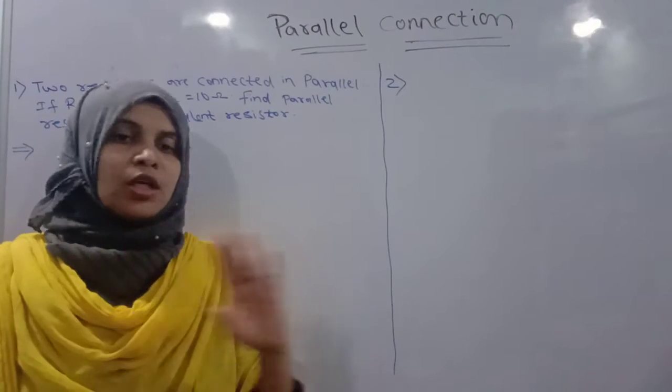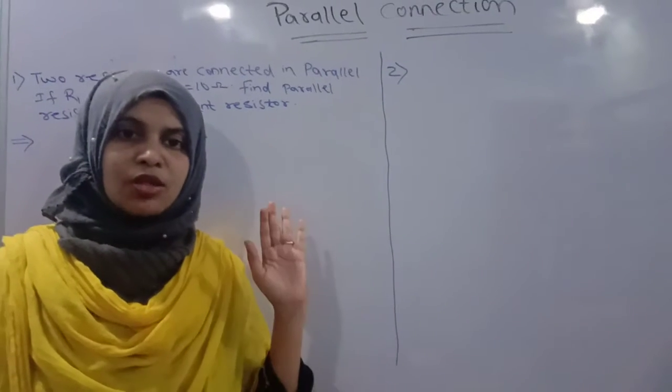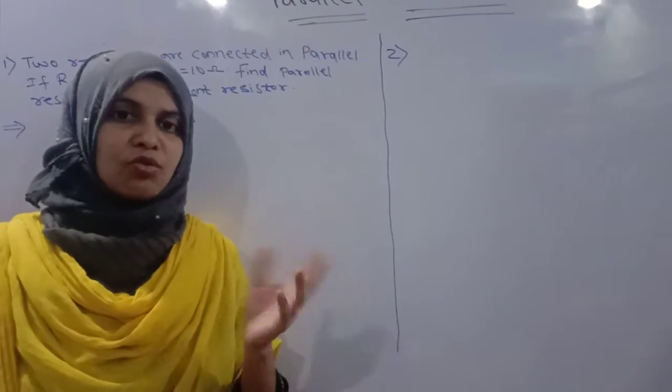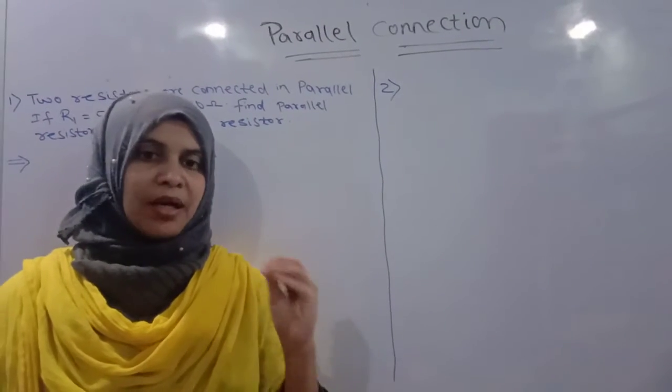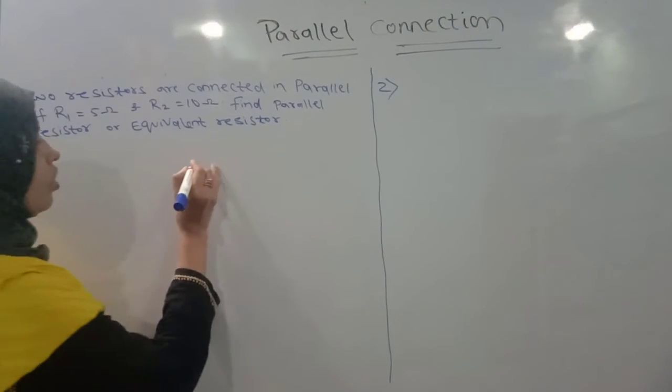Here there is no discussion about the current and no discussion about the voltage. Neither the voltage nor the current is mentioned in this numerical. We simply calculate the parallel resistor. So how can we draw the circuit?